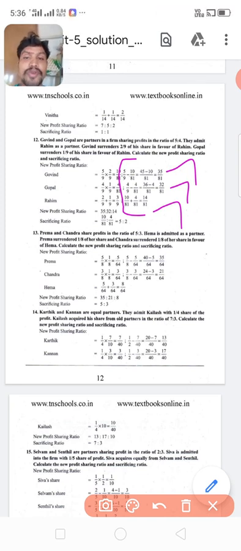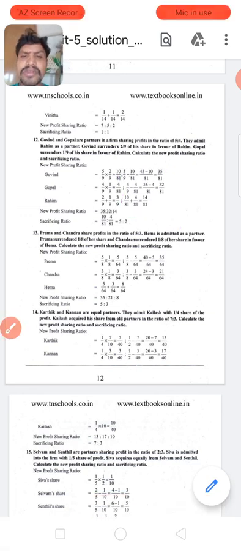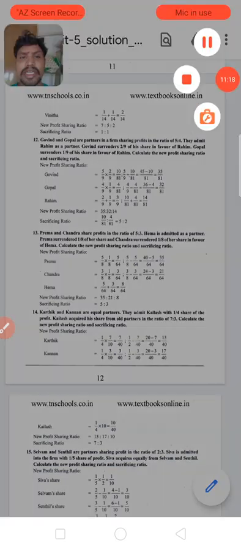So if you want to simplify, you can simplify. Otherwise, if you don't know how to simplify, just leave it as you have got it, right? The next, we can see in the next session, my dear students.